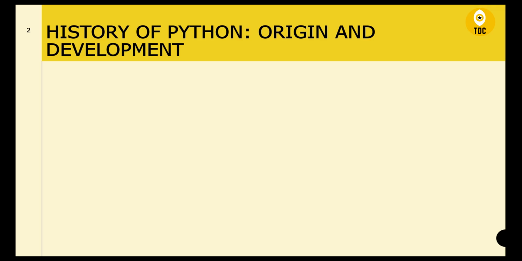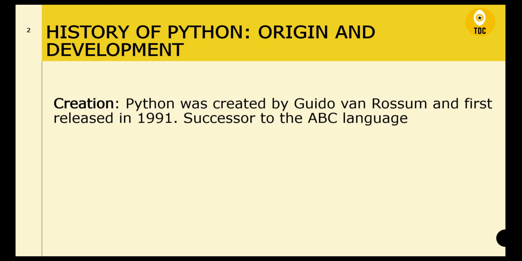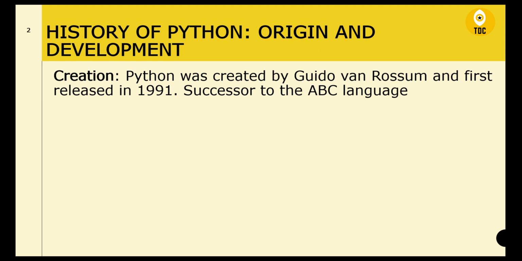So next we will understand the history of Python. What exactly is the origin of Python, when exactly was it developed, and who developed it? If you go back in time, Python was created by Guido van Rossum, and it was first released in 1991, as the successor to the ABC language. So basically, Python was created by this person called Van Rossum.